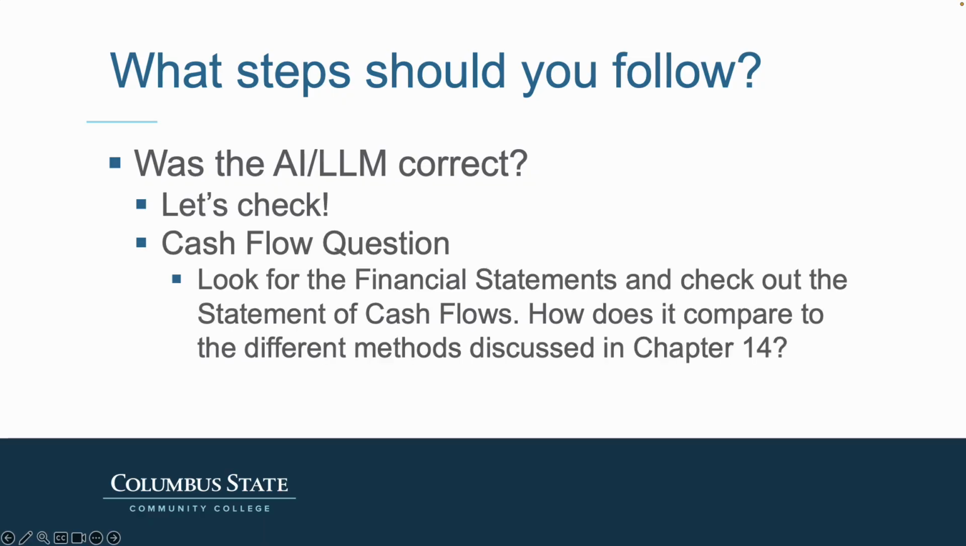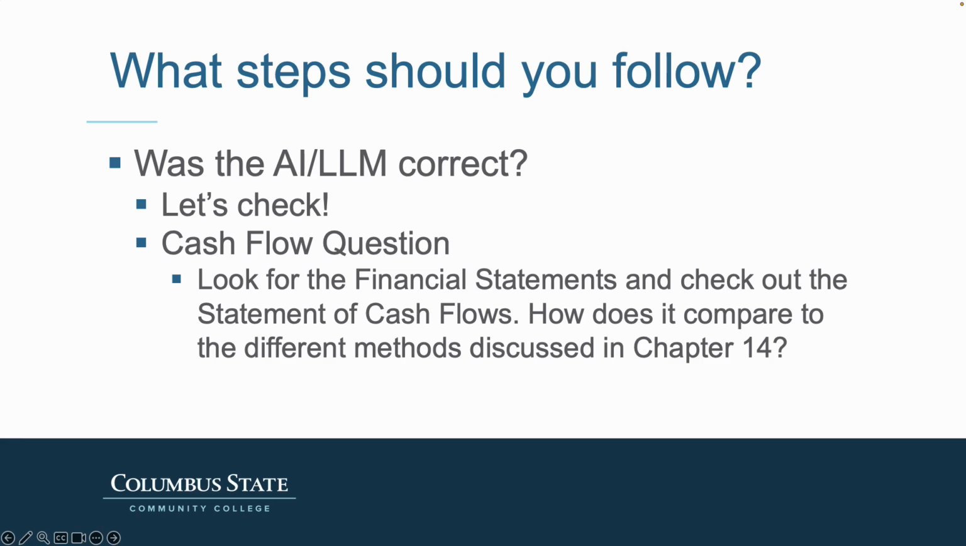Check if it's correct for cash flows. Look for the financial statements. Sometimes the financial statements in the table of contents will just say financial statements. Sometimes it'll say statement of cash flows, or consolidated statement of cash flows. You want to find the cash flow statement in the 10K and then compare that to the different methods that are discussed in chapter 14.